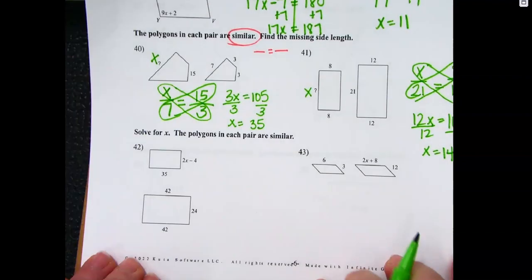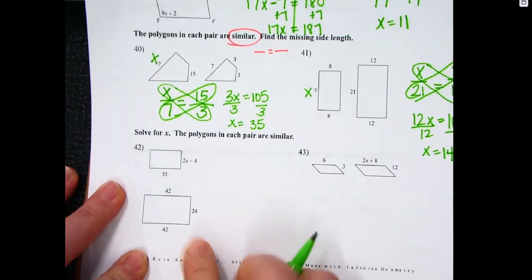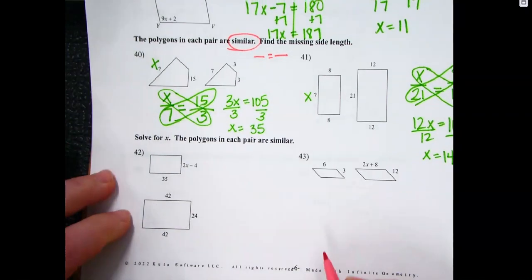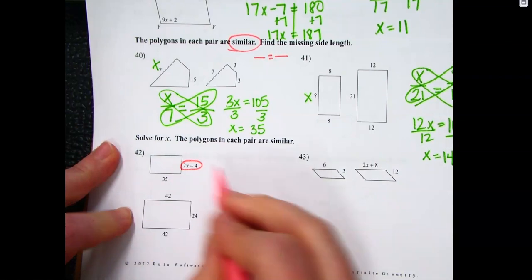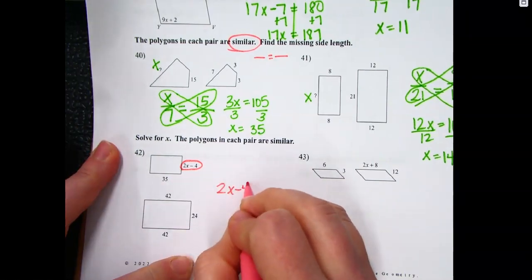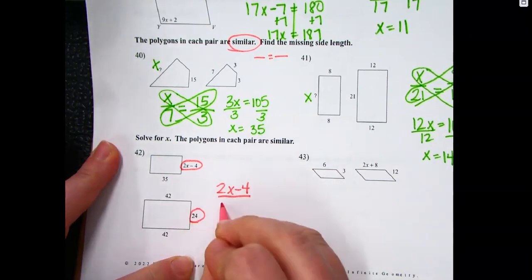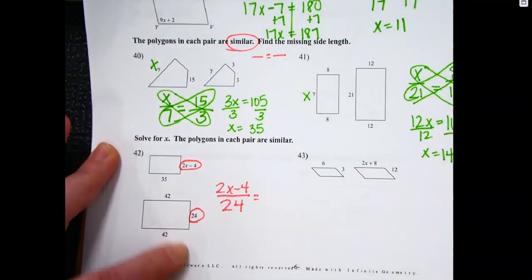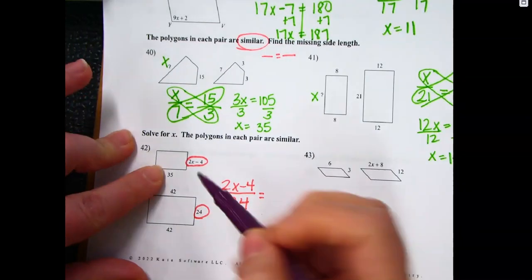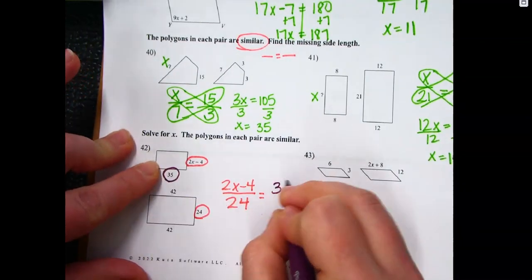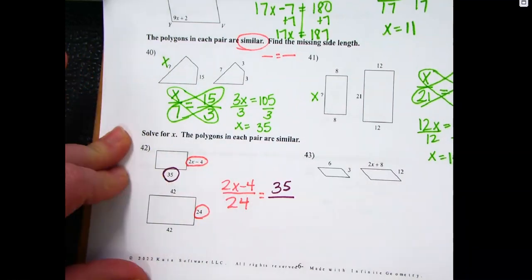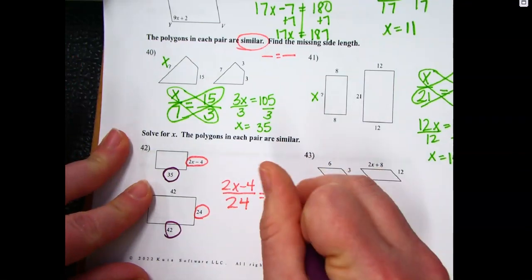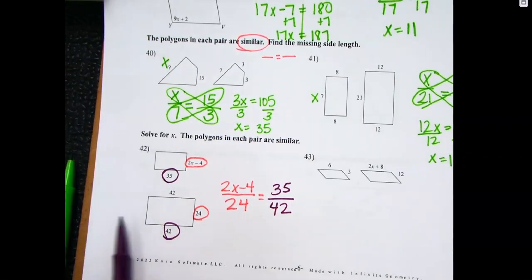Okay. On this same thing, they're similar, so we're going to use our rules for similarity, and we are going to set up our proportions. This is my unknown, so I'm going to have 2x minus 4. It corresponds to 24. So I have those two stacked, and then since I did this on top, 35 has to be on top because those two are from the same rectangle. They're both on top. 35 corresponds to 42. Then you cross multiply and divide.